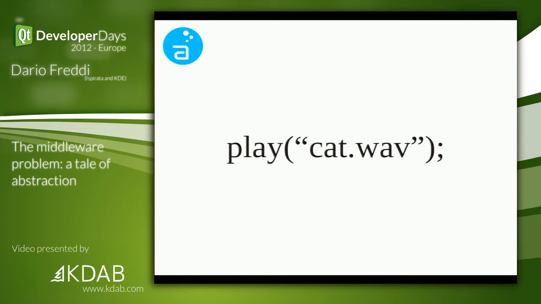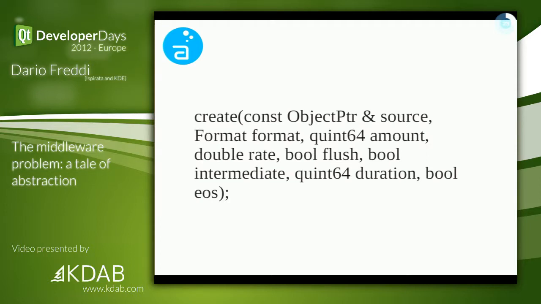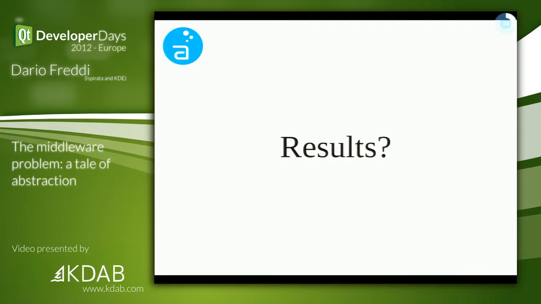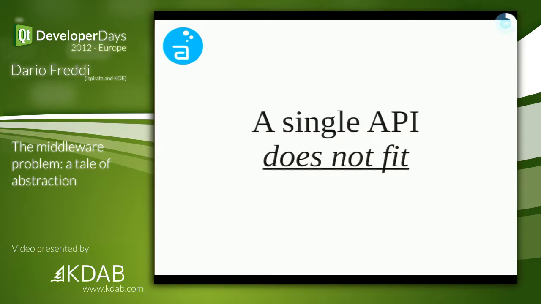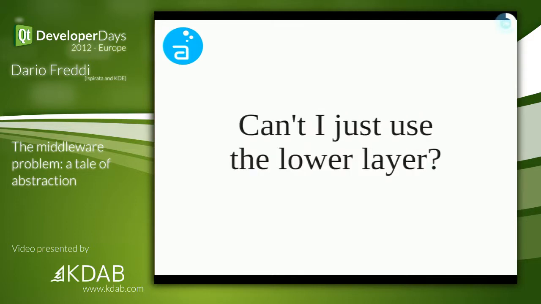Why, as I don't know, middleware hacker, would I be interested in such an ease of use? I don't care. I care about having full power on the API and doing the most out of it. What are the results? A single API does not fit. And this should be obvious to everyone here, because you cannot expect to solve a single problem without a different set of solutions. Because as we said, our targets are so different that we cannot really use the same way for fixing their problems. And can't I just use the lower layer?